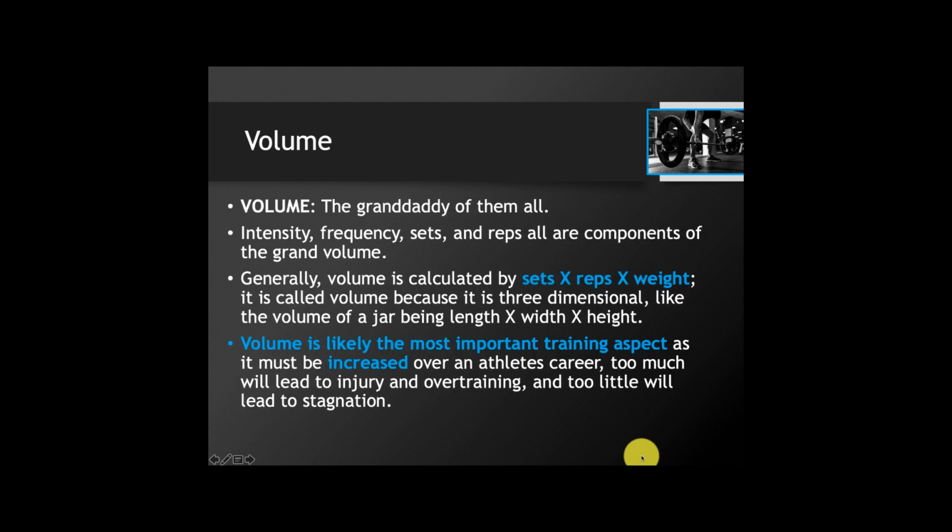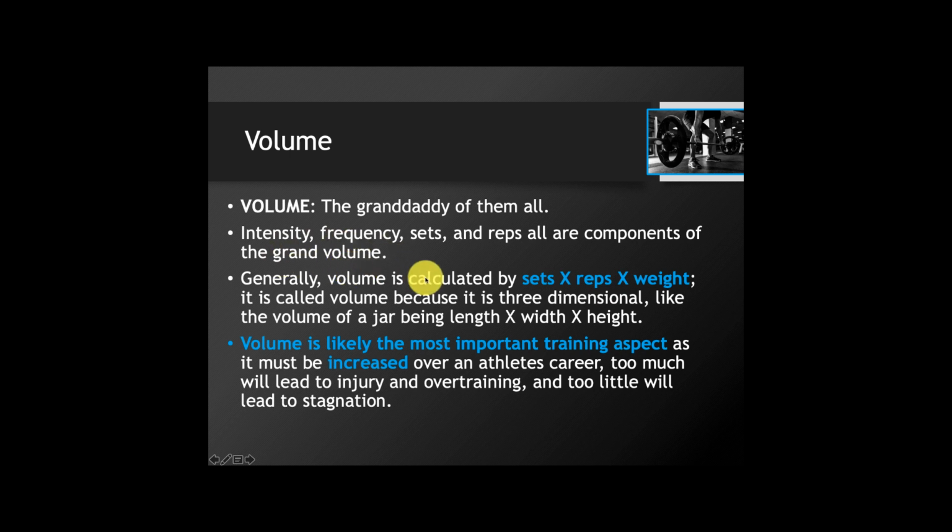So I have typed here that volume is the granddaddy of all the variables, okay? It is intensity, frequency. If we're dealing with weightlifting, it could be sets and reps. It could also be load, right? If we have weights, we have intensity, frequency, sets, reps, and weight. And all of these things, they're components of volume.